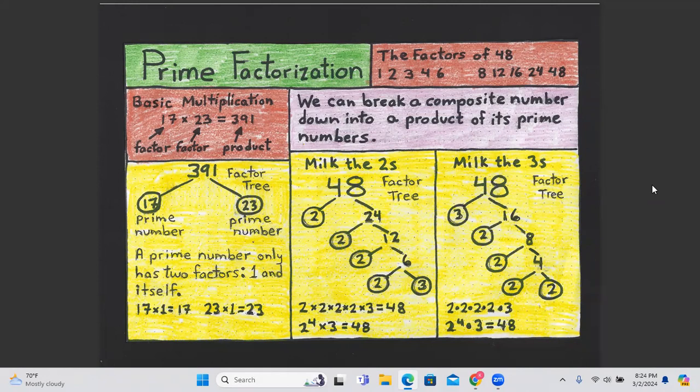This is our introductory video in a series of videos related to prime factorization. And what is prime factorization? It is simply the act of breaking a composite number down into a product of its prime numbers or prime factors. And so let's take a look, for example, at 17 times 23 is equal to 391, basic multiplication, in which we have one factor, which is 17, and another factor, which is 23. And when we multiply these two factors together, we get 391.